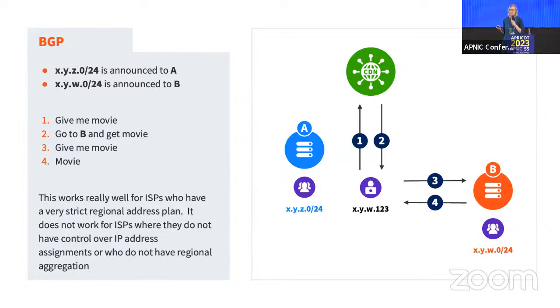And they're asking the CDN, hey, give me this file. And the CDN replies back based on the announcements into the servers and the mapping they've done internally: hey, well, you should go to B. And the end user client will go to B and say, hey, give me the movie, and the movie download will start.